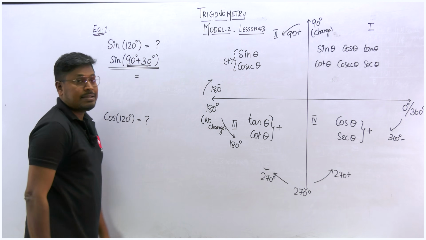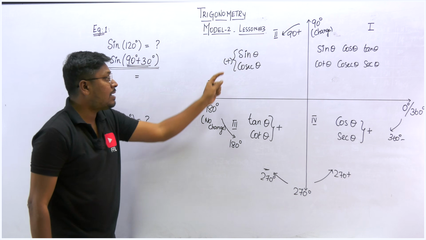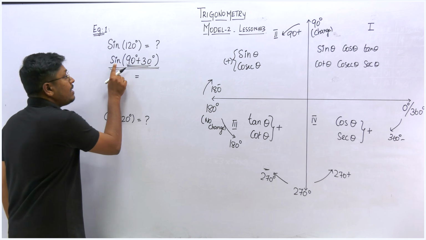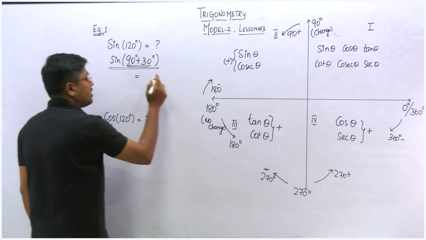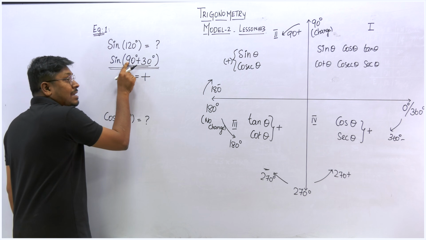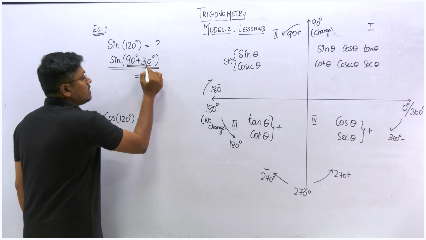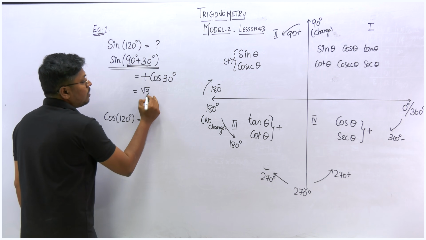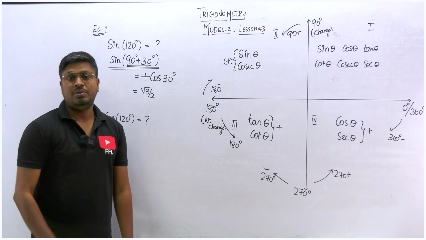Which quadrant does it lie in? 90 plus will be the second quadrant. If it is the second quadrant, except sine theta and cosecant theta, all are negative. Here it is sine theta, so sine theta lies in the second quadrant and will be positive. So first, positive. Since it is 90, we have to change: sine should be changed to cos. So with 30 degrees, cos 30 degrees will be root 3 by 2. Friends, understood or not? This will be the answer for the first question.